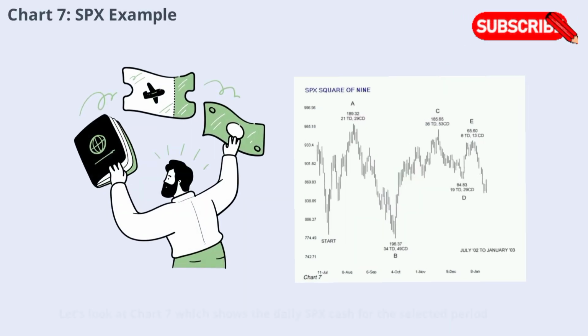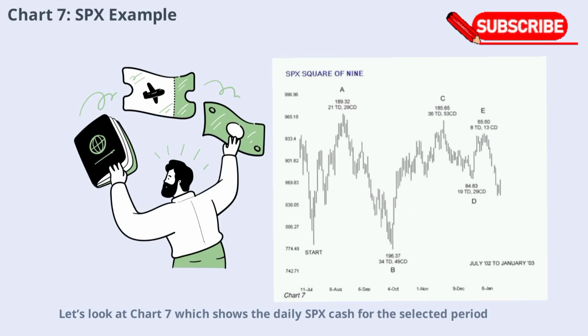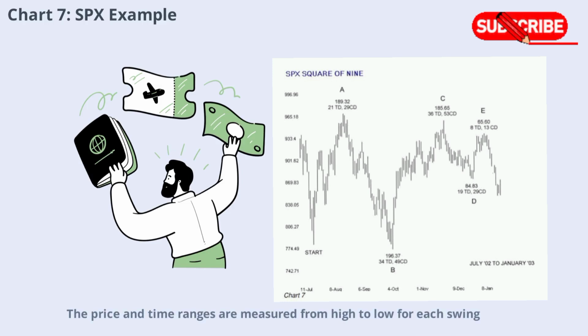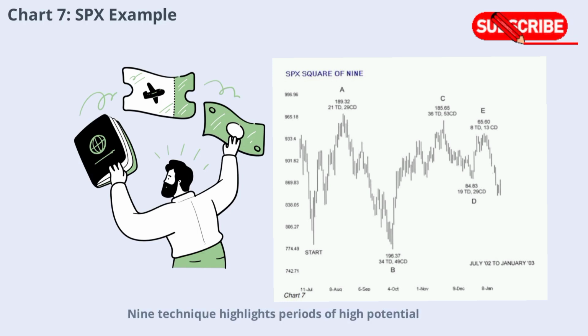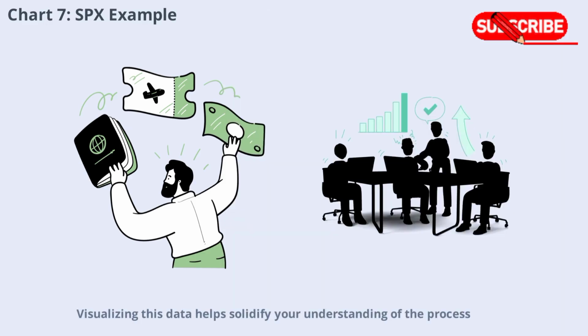Let's look at Chart 7, which shows the daily SPX cash for the selected period. The price and time ranges are measured from high to low for each swing, revealing significant trading opportunities. By analyzing these swings, you can see how the square of 9 technique highlights periods of high potential. The number of points traveled in each swing demonstrates the method's ability to capture major market moves. Visualizing this data helps solidify your understanding of the process.